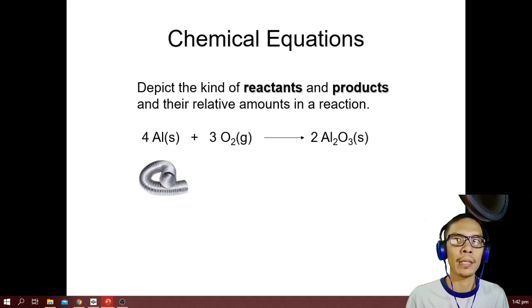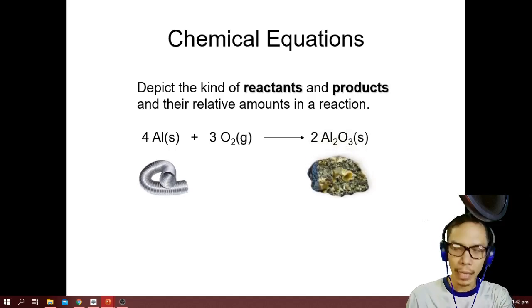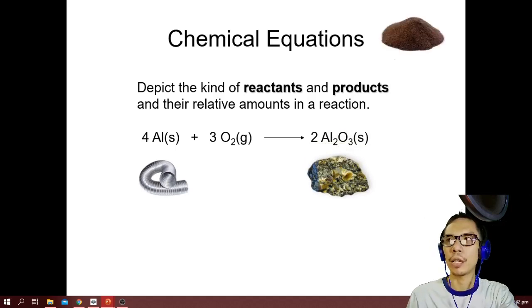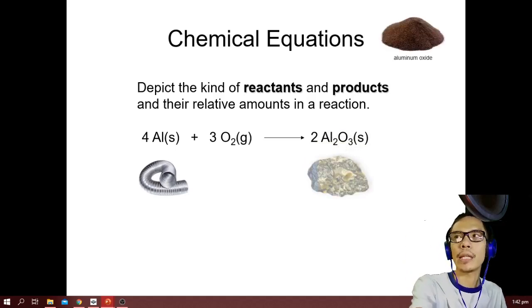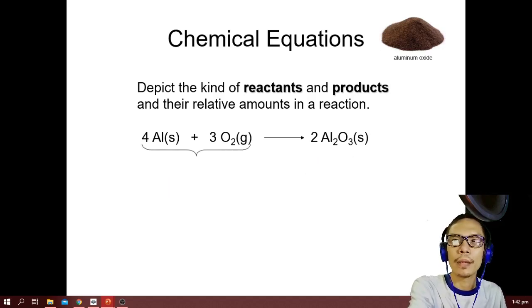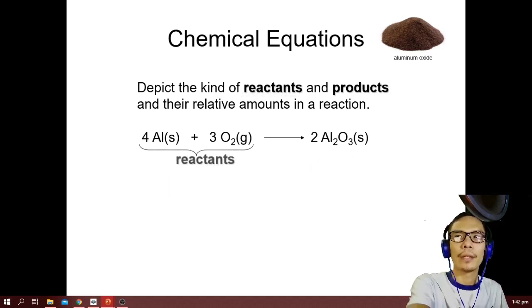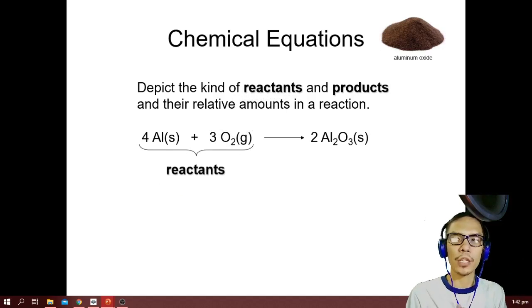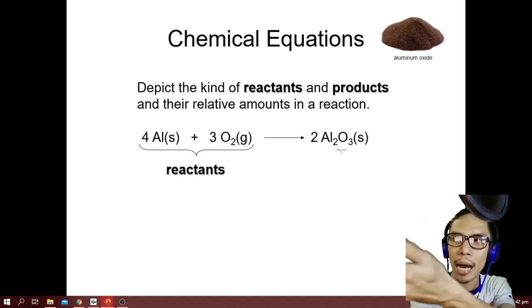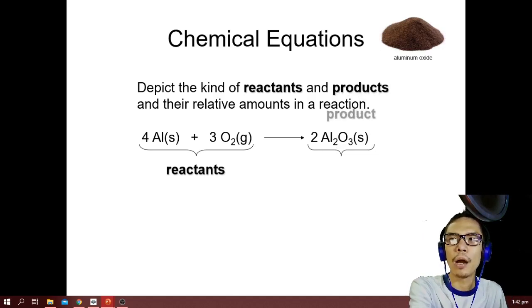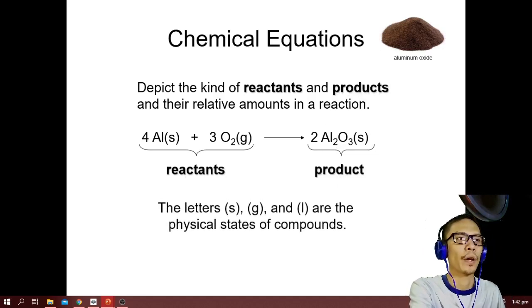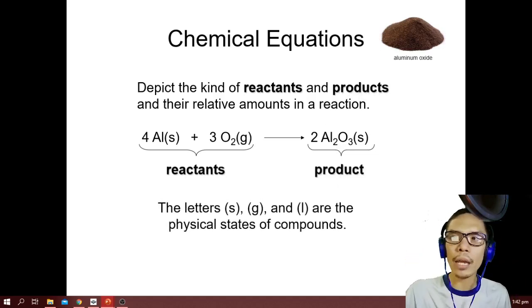And aluminum oxide is the product when you combine aluminum and oxygen respectively. That is the aluminum oxide, and it looks like this, in a powder or in another form. We call aluminum and oxygen the reactants, and the otherwise, we call the products.